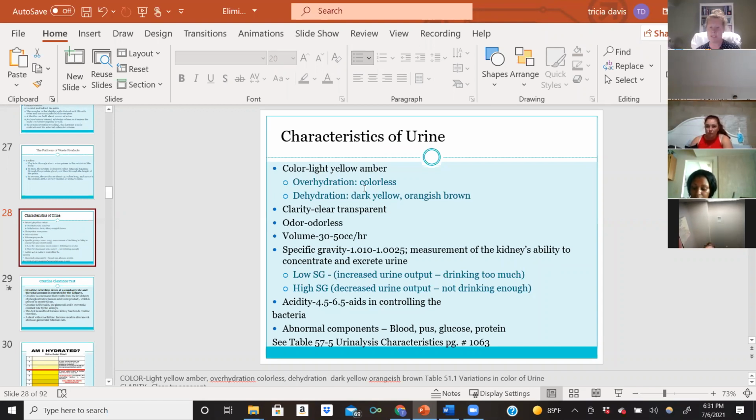urine. If they have a high specific gravity, then it's going to be because they have decreased urine output. So they're not drinking enough. You guys need to know what that means.